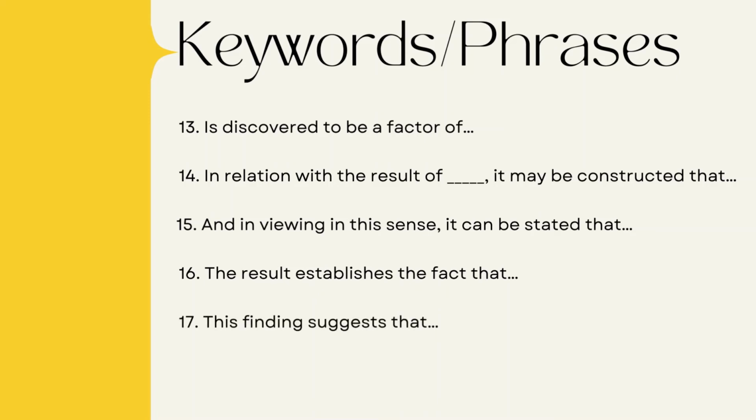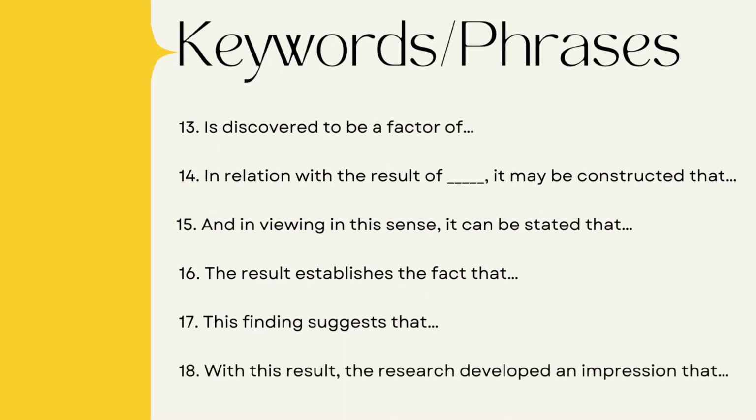Number 17. This finding suggests that. So in attempting to explain your findings, you may restate the purpose of your study. Then describe how it confirms or rejects the hypothesis underpinning your study, as well as how it differs or supports those of other studies and why. Number 18. With this result, the research developed an impression that it is more about understanding the context of your data. You may indicate opportunities or highlight the need for further research based on the result of your data.